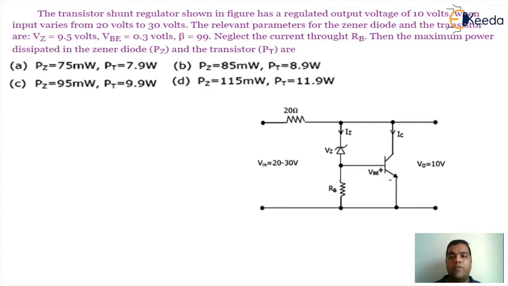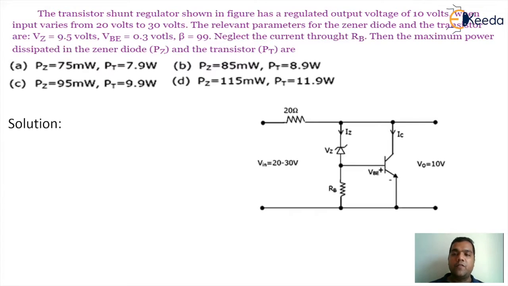Now, if you observe the diagram carefully, you can see a transistor and a Zener, and the input is going to change from 20 volt to 30 volt. The two resistances given: one on the series path, that is 20 ohm, and one connected to the node of the Zener, that is RB. The transistor is connected to the output point. So now let's start with the solution.